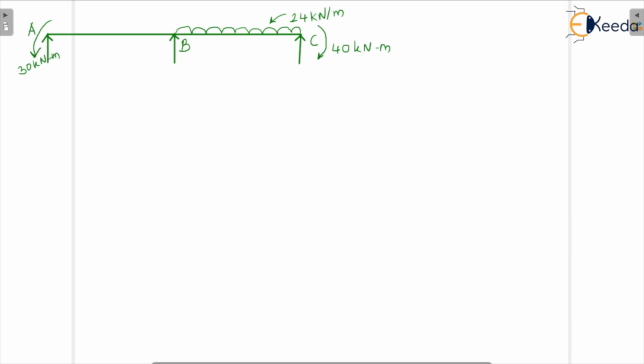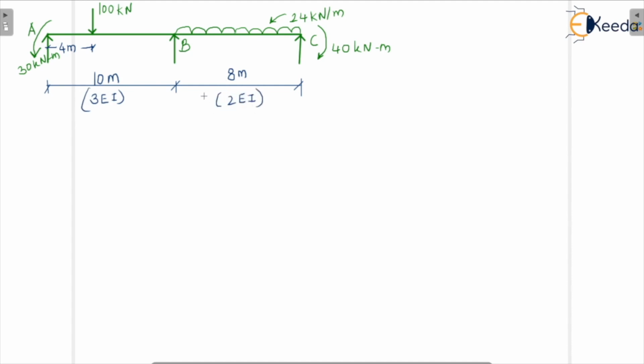There is also one point load acting at a distance of 4 meter from the left end, that is 100 kilonewton. The total length of this part is 8 meter, and this is 10 meter. This particular distance is 4 meter. There is one more thing, that I is not the same. This part of the beam has 3 EI, and this part has 2 EI. There is also a moment here of 20 kilonewton meter. So this is our question.